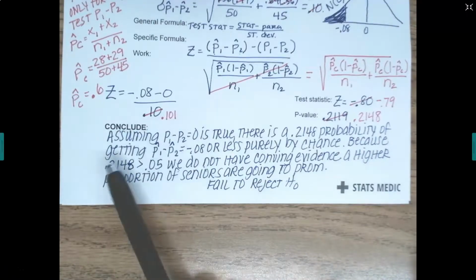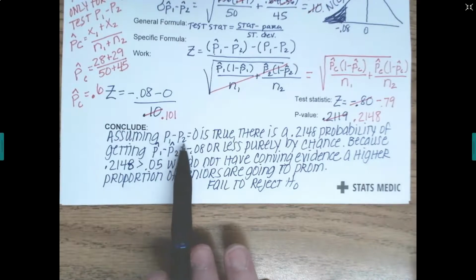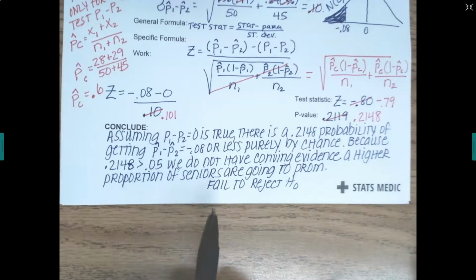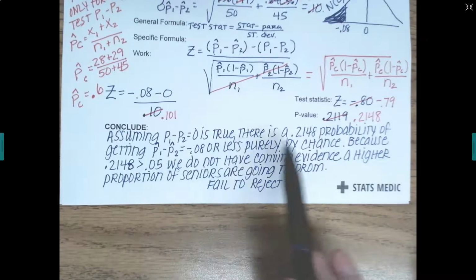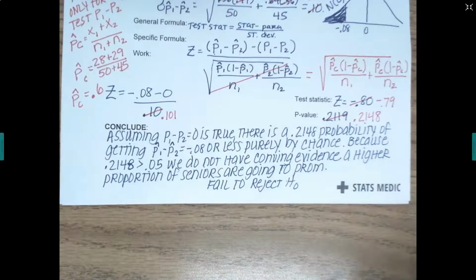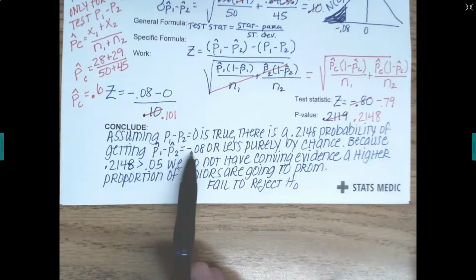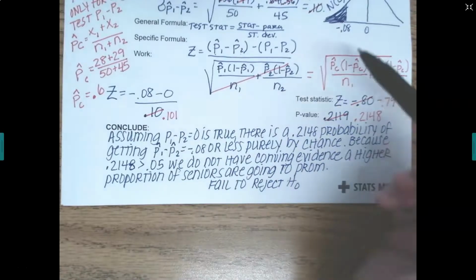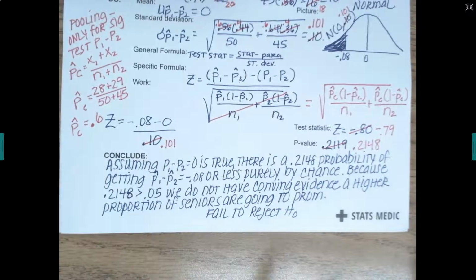So assuming the null is true, so I just went ahead and wrote in the null. You can write "assuming the null is true" and put that in parentheses, as long as you're getting the idea in there, and you need to include what the null is. So assuming p1 minus p2 equals 0 is true, there's a 0.2148 probability of getting our result, which was p hat 1 minus p hat 2 equals negative 0.08. Make sure you've got this in there. Or less, because we had "or less" in our shading, purely by chance.